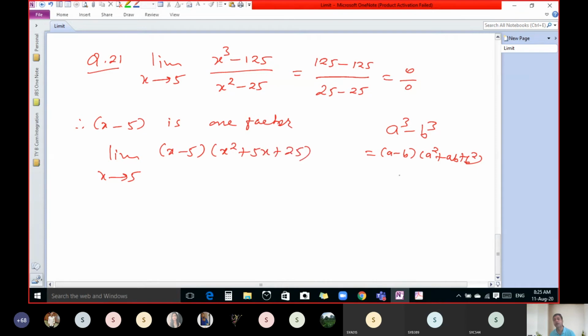Here a equal to x and b equal to 5. Put a equal to x and b equal to 5, and you will get this factor.